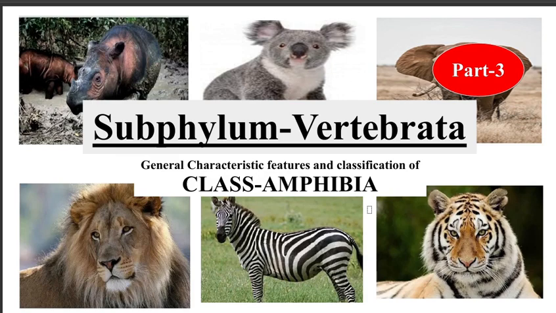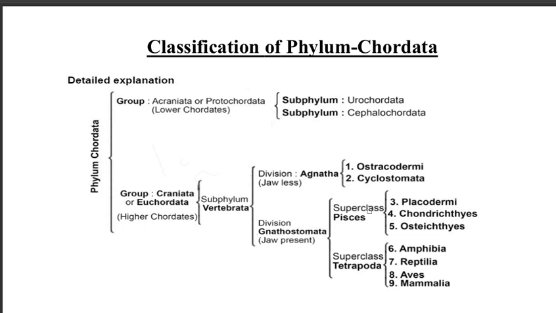This is part 3 of the Subphylum Vertebrata, in which we are going to discuss the general characteristic features and classification of class Amphibia. In the first part of the Subphylum Vertebrata, we discussed the division Agnatha, which includes two classes, the Ostracodermi and the Cyclostomata.